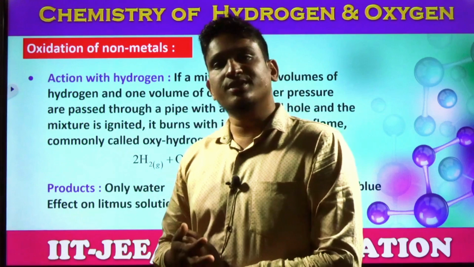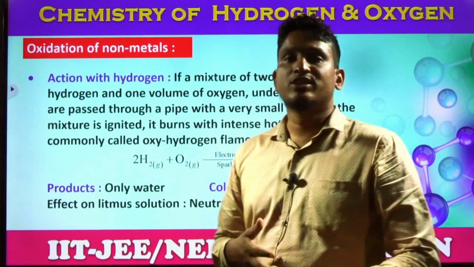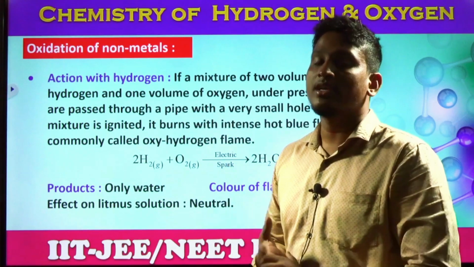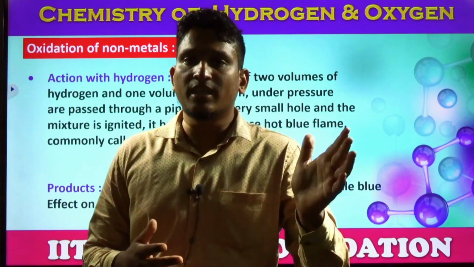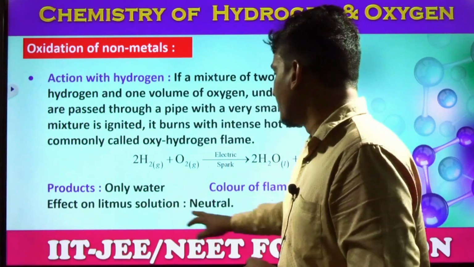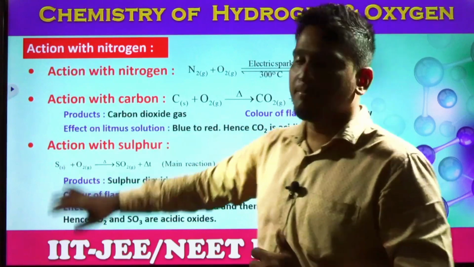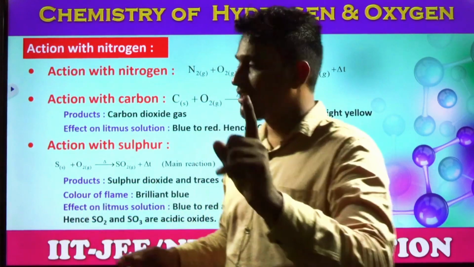Now answer: H2O, is it an acid or a base? H2O is neither an acid nor a base. H2O is a neutral substance, students. Why? Because H2O can release H plus ions as well as OH minus ions, so it is neutral towards the litmus paper. And what's the color of the flame? Very pale bluish in color. You have to remember all the flame colors.